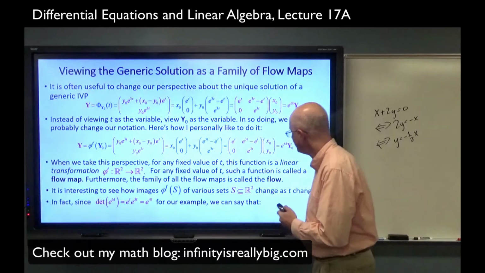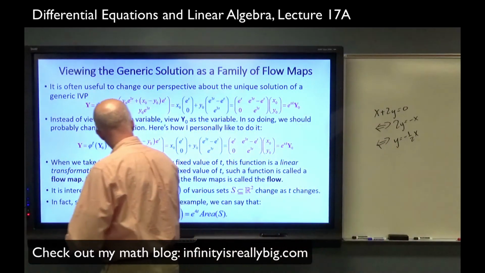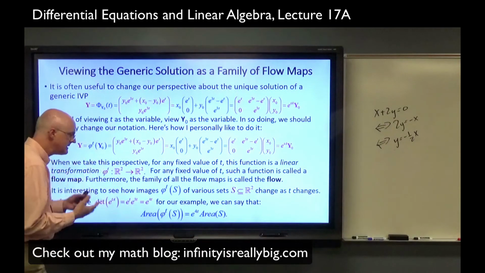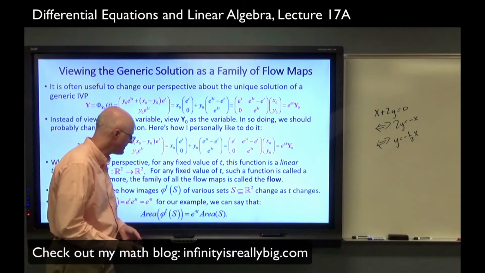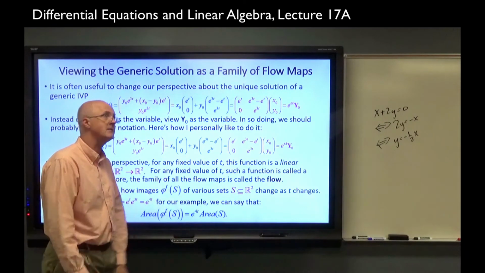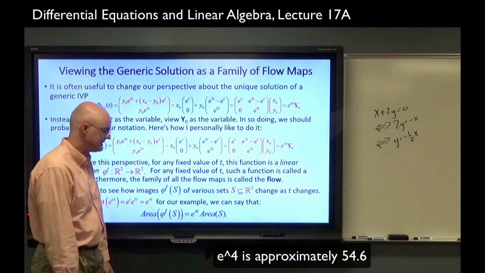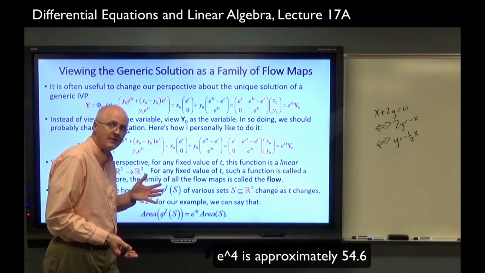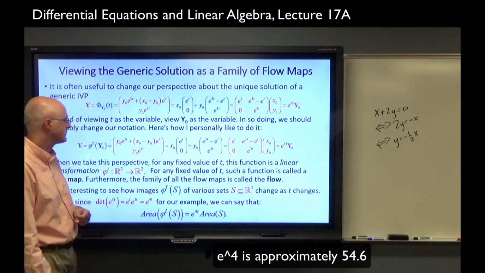And therefore, for our example, we can say that the area of the image of S under phi t, this flow map, is e to the 4t times the area of S. And so, for example, if t is 1, the area of S gets multiplied by e to the 4th. What is that e to the 4th? I don't know, somewhere in the 20s, 30s, 40s, or 50s or something. The area becomes that much bigger under that flow mapping when t is 1. We'll actually use a smaller value of t, and we'll see what happens.